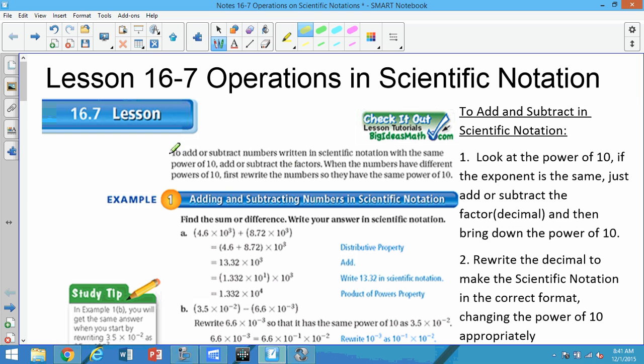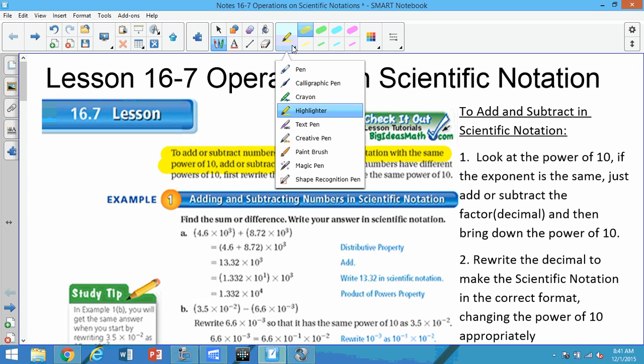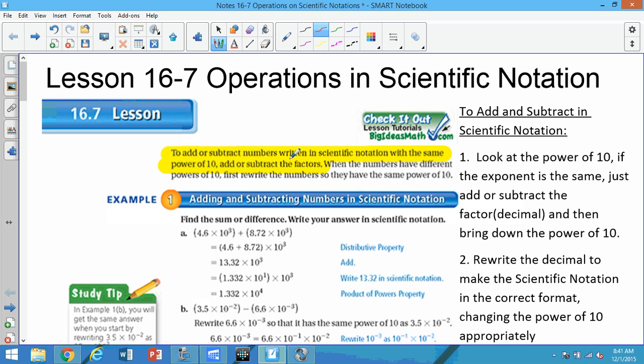With scientific notation, you're going to add or subtract numbers that are written with the same power of 10. You're just going to add or subtract the factors. That's a big deal, because there are going to be times where the numbers are not in the same power of 10. When the numbers have different powers of 10, you're going to rewrite them so that they have the same power of 10.